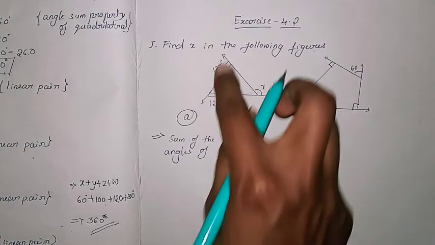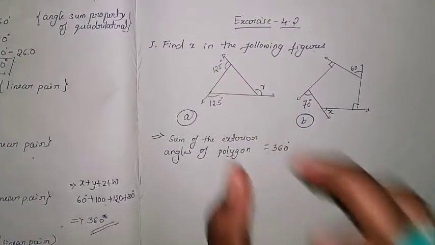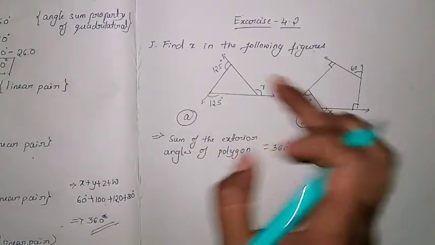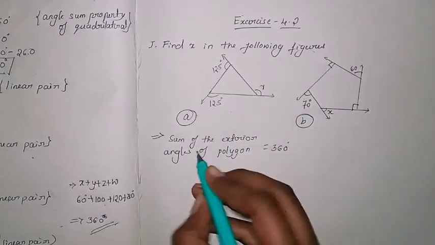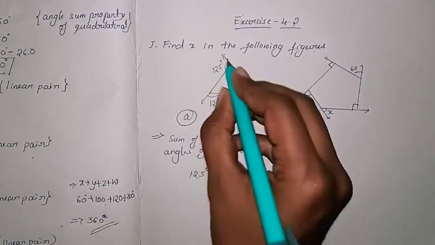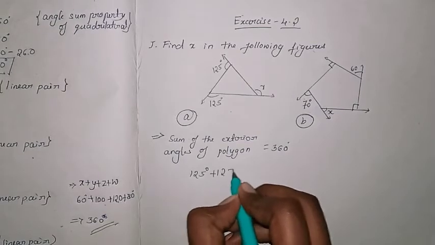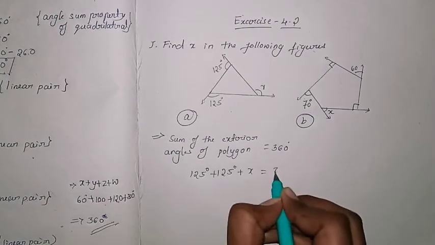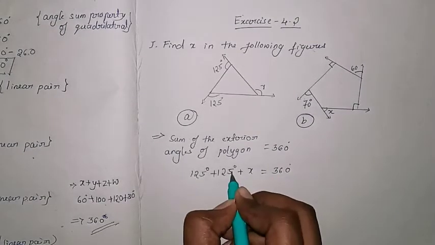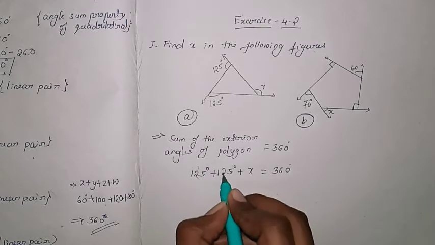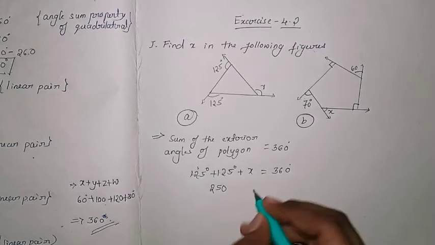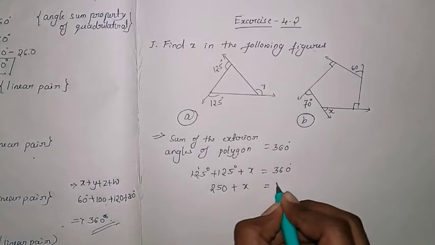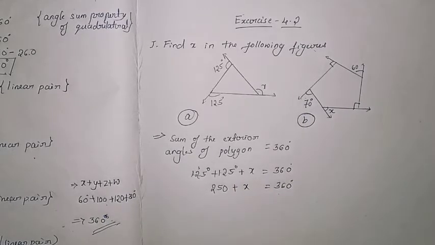So here the sum of the angles is equal to 360 degrees, which means 125 plus 125 plus x is equal to 360 degrees, because these are the exterior angles. 125 plus 125: 5 plus 5 is 10, 2 plus 2 is 4 and 1 plus 1 is 2, so it is 250 plus x, which is equal to 360 degrees. I have to find the x value from this.